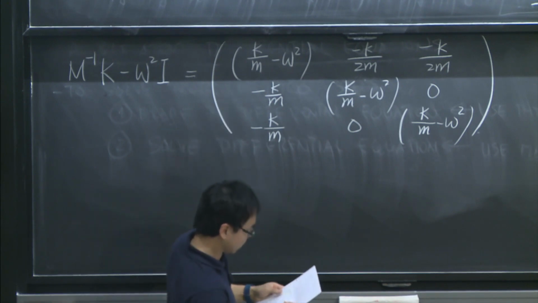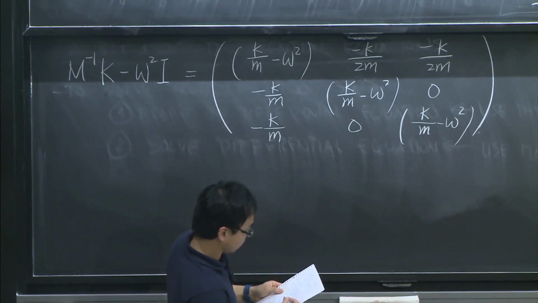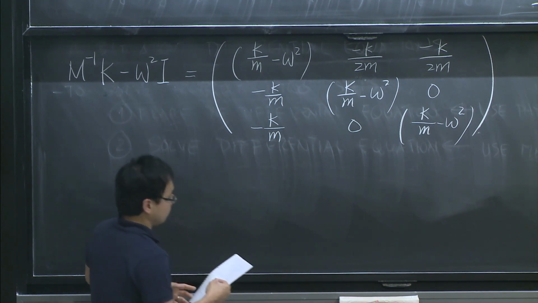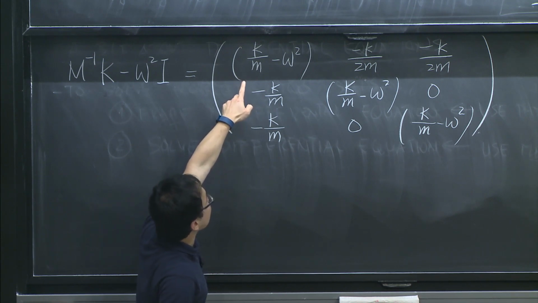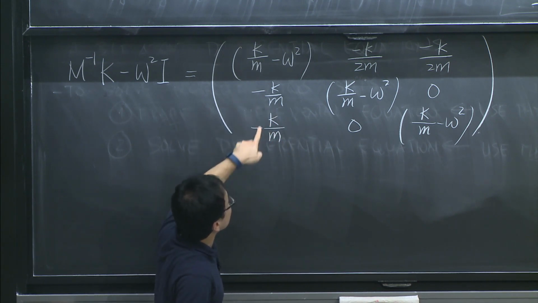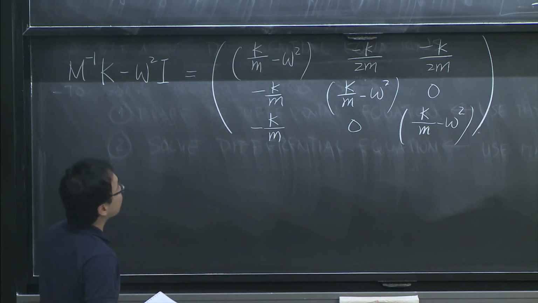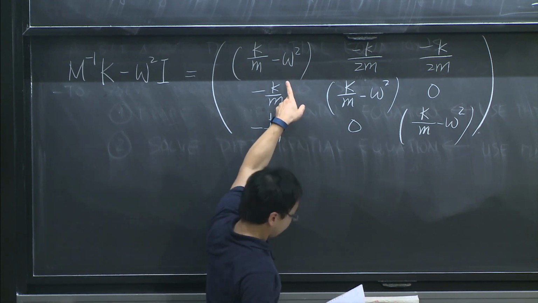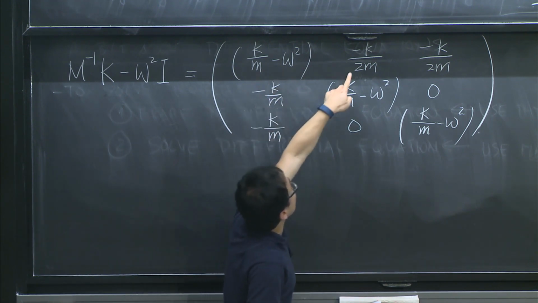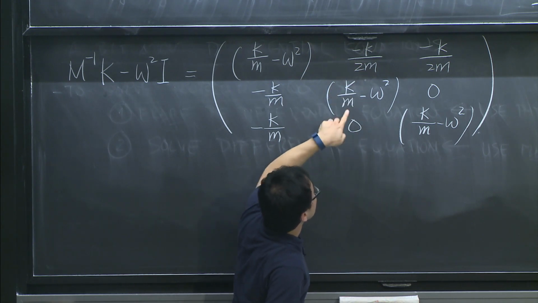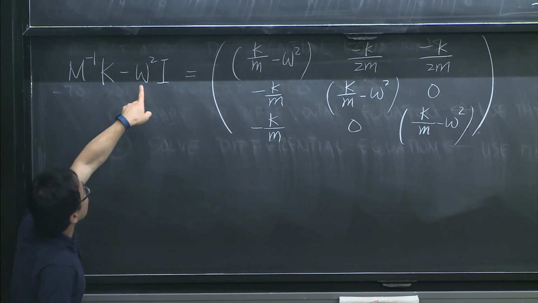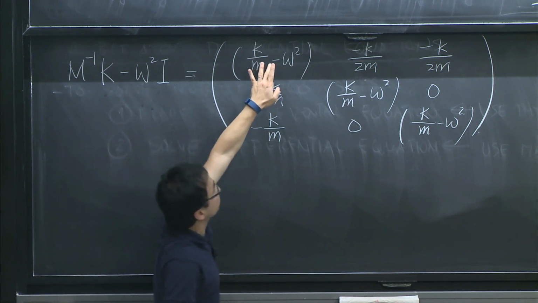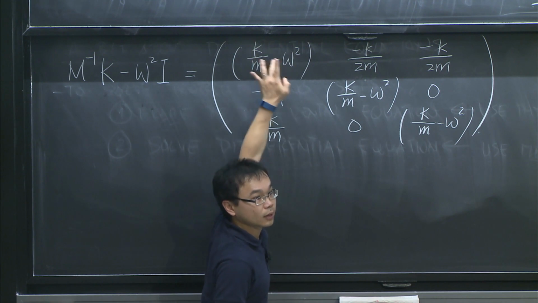Okay, wait a second. Did I make a mistake? No. Okay. So basically, what you arrive at is k over n, k over n, k over n, and also the minus k over 2n for the rest of the matrix. And the minus omega squared I will give you the diagonal component.